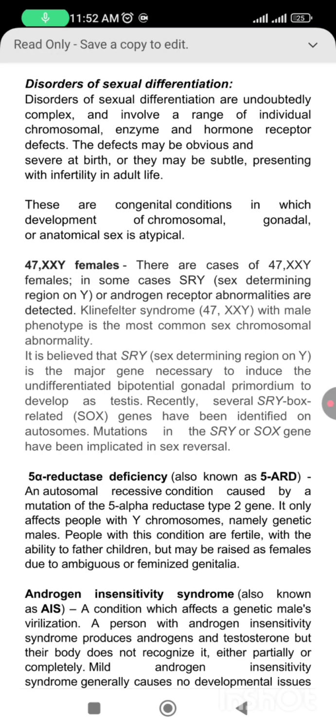All the disorders of sexual differentiation that we are going to discuss in this document, so the first disorder is 47XXY females, and there are cases of 47XXY females. In some cases of this condition, SRY, sex determining region on Y chromosome, this region or androgen receptor abnormalities are detected.